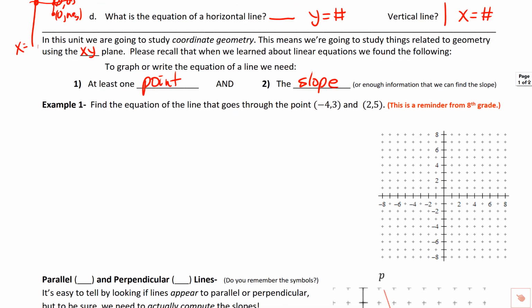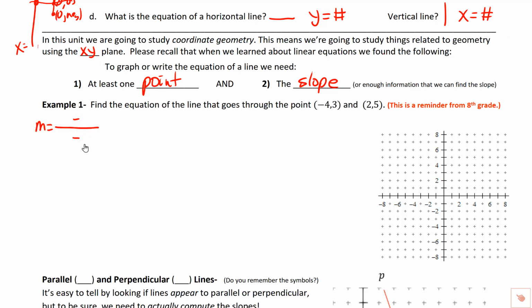So we're going to take a look at this example 1. This is a reminder from 8th grade. You did some problems like this. So we want to find the equation of a line that goes through the points -4, 3 and 2, 5. And we want to write that in slope-intercept form. So the first thing that we're going to need is the slope.